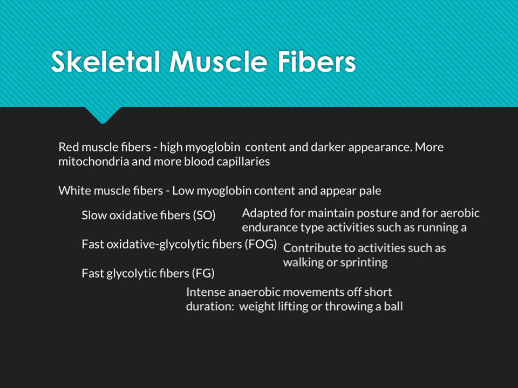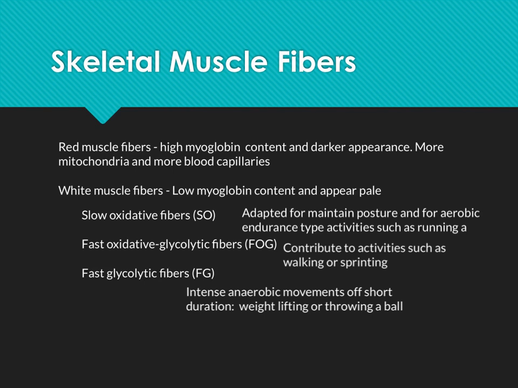Most muscles have a mixture of these different fiber types that we just talked about. The proportions can vary. This can depend on the action of the muscle, a person's training regime, genetic factors. For example, for posture muscles, you're going to have a high amount of slow oxidative fibers. For arms and lifting, you would have a high amount of fast glycolytic fibers. Your leg muscles that are used for supporting the body, walking and running, would have large amounts of slow oxidative and fast oxidative glycolytic fibers.